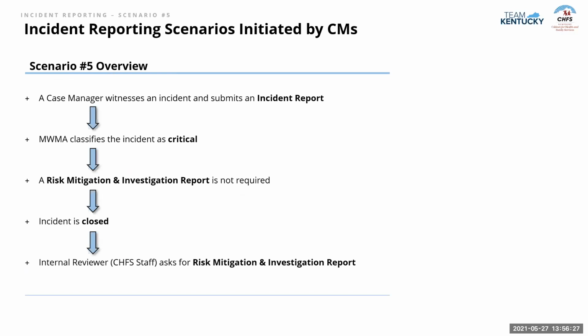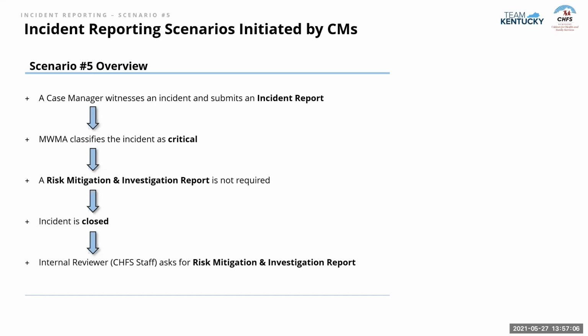All right, this is our last scenario of the day, so hang with me. A quick overview. And this time we have another case manager who witnesses an incident and submits an incident report. Once again, MWMA is going to classify this incident as critical. Only this time, our case manager decides that a risk mitigation and investigation report is not required. So our case manager is going to indicate that on the screen. And upon submission, the incident is closed because the case manager indicated that an RMIR is not required. So it was downgraded to non-critical and then closed.